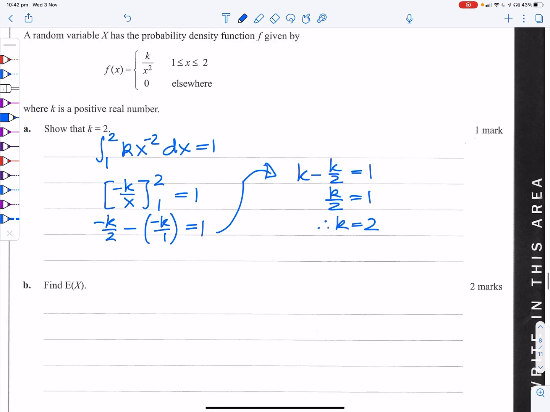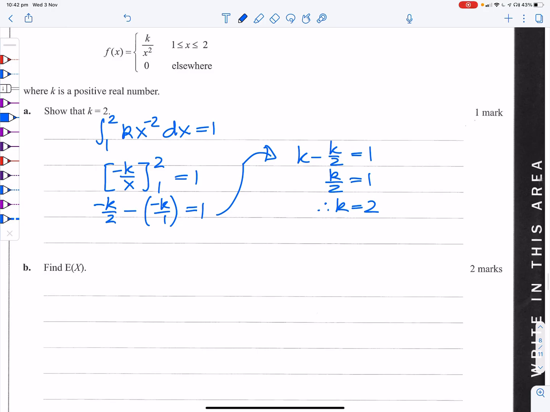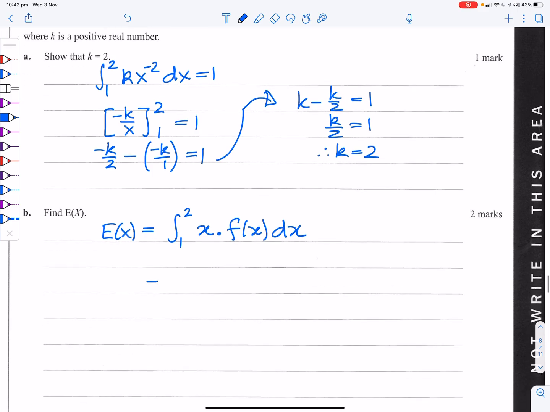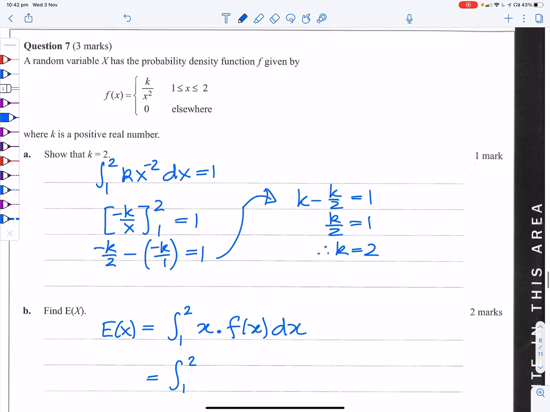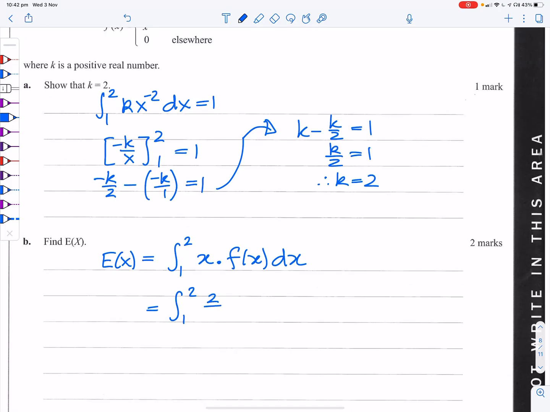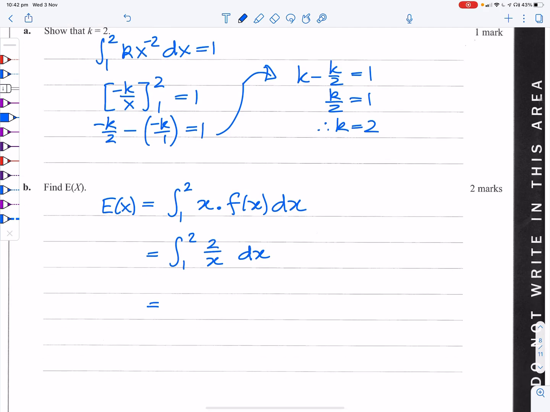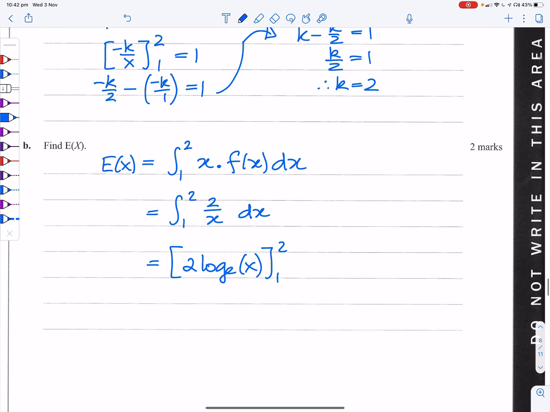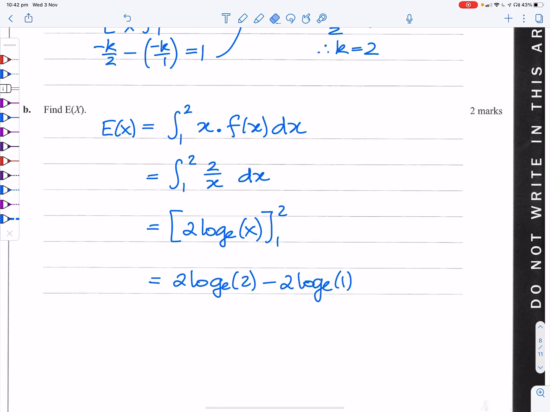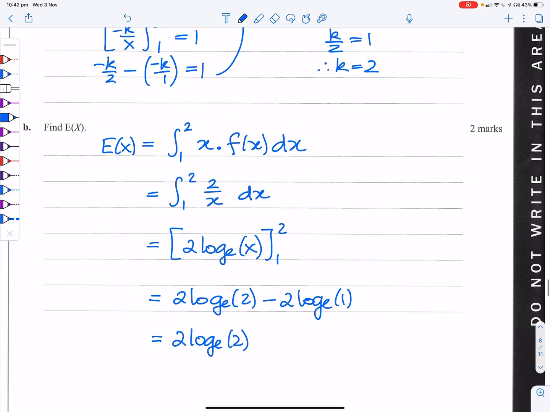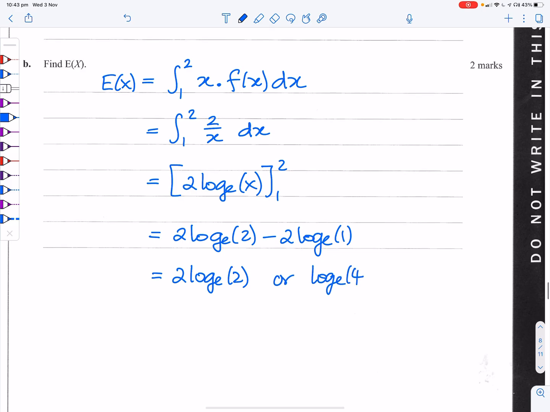Find E of x. So we know E of x is the integral from 1 to 2 of x times f of x dx. If I multiply x by 2 on x squared, I just get 2 on x dx. If we antidiff 2 on x, we know that's just 2 log e of x between 1 and 2. If I sub 2 into the first one, we get 2 log e 2 minus 2 log e 1. We know that's just 0, so our answer is 2 log e 2. You could also put log e 4. They're both the same.